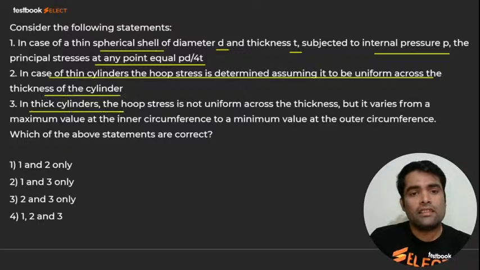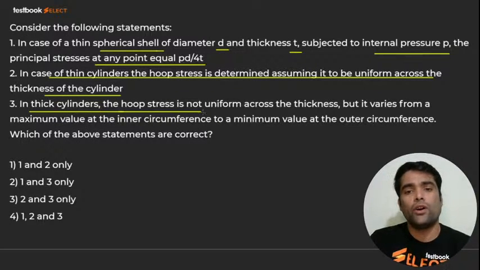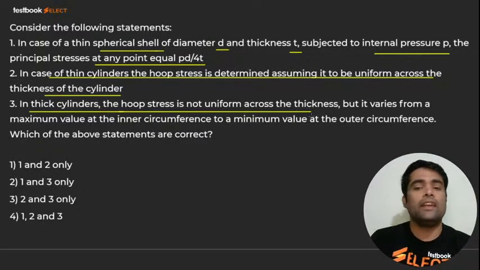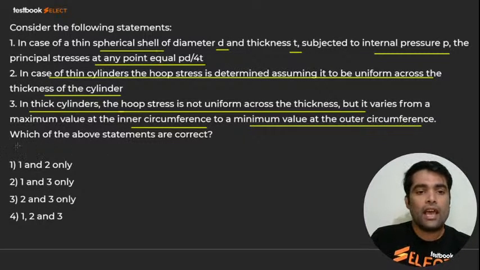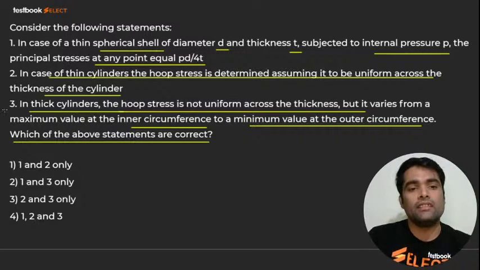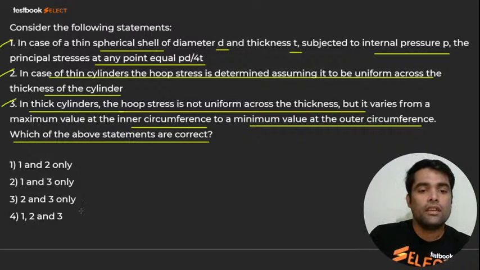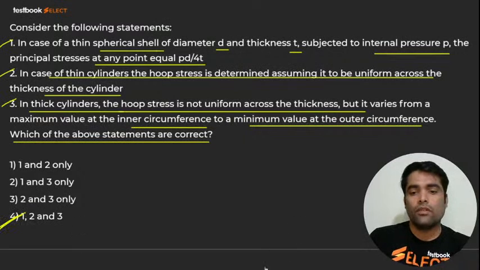In thick cylinders, the hoop stress is not uniform across the thickness. Yes, it is maximum at the inner circumference, and minimum at the outer surface, right? Which of the above statements are correct? My dear, all the three are correct, right? So the answer will be all three.